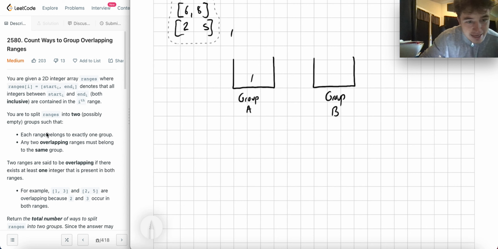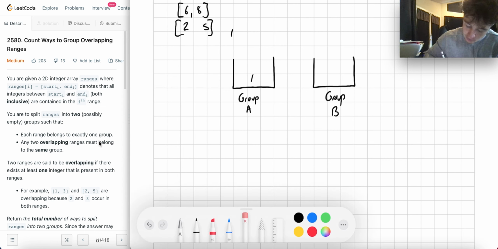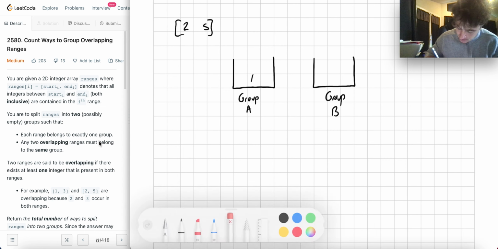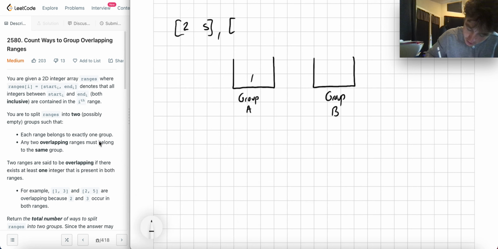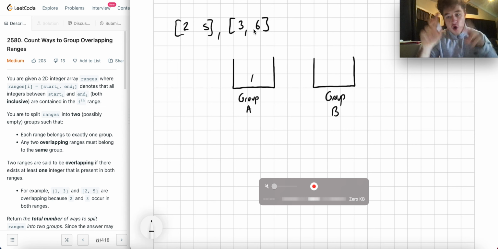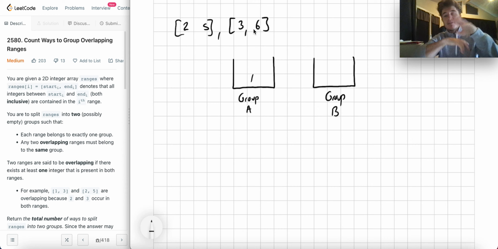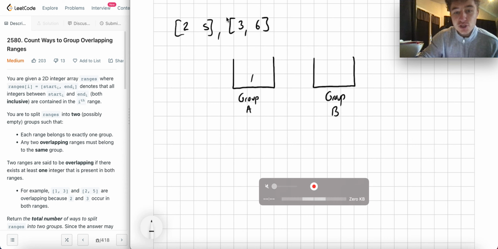So each range belongs to exactly one group, and any two overlapping ranges must belong to the same group. This second constraint makes it a little bit weirder. If you had 2 to 5, and the next range was 3 to 6, you'll notice that these ranges overlap because they occupy the same slot. Thinking about it as time, if I had a meeting from 2 to 5 and you had a meeting from 3 to 6, we're not going to be able to meet at 4, because we're both busy at 4. So there's an overlap.